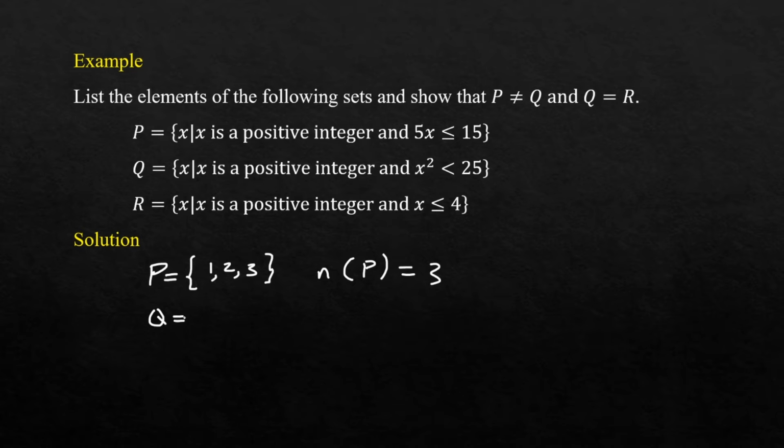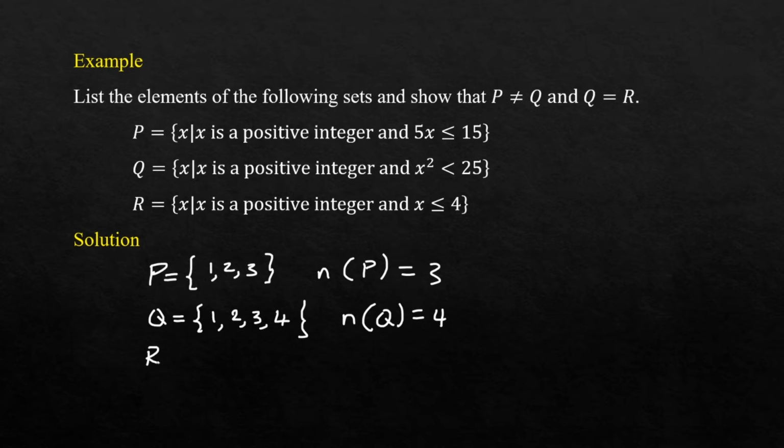Set Q is x such that x is a positive integer and x squared is less than 25. So x would have to be 1, 2, 3, and 4. We don't include 5 because this needs to be less than 25. So the cardinal number of Q is 4.